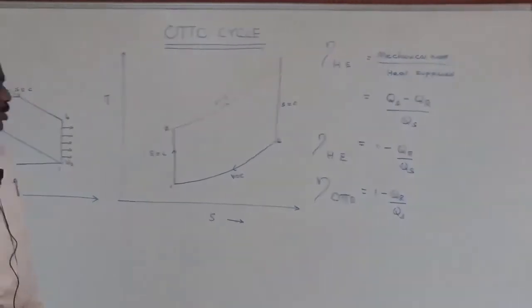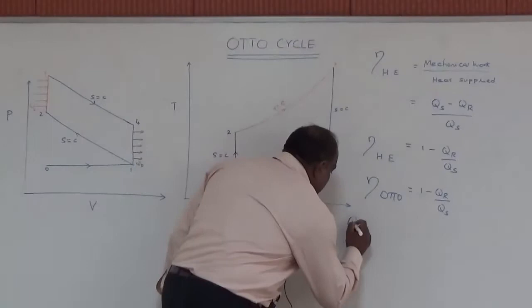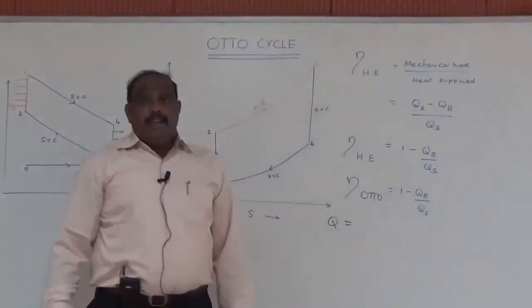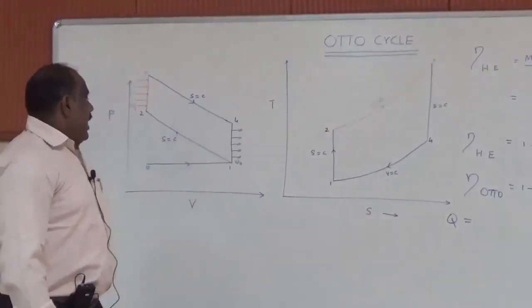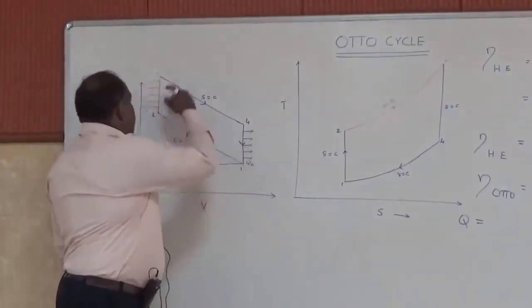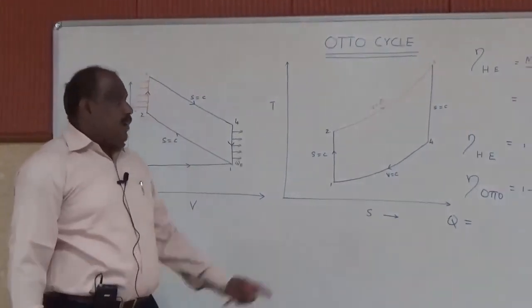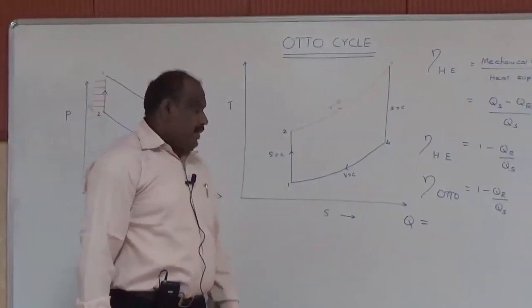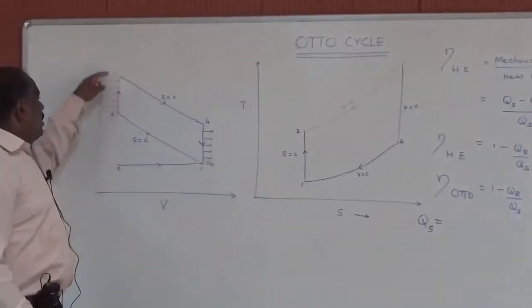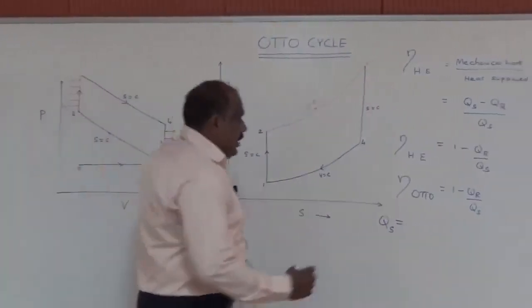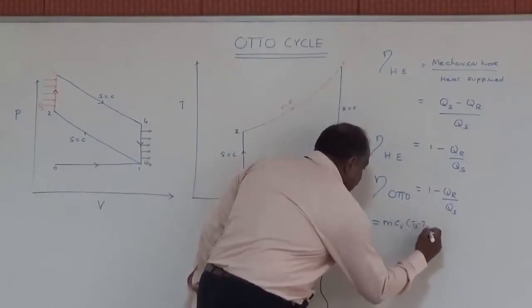So I want to know what is meant by Qr and Qs. Generally heat is given by mCp delta T or mCv delta T. Here the heat rejection 4 to 1 as well as the heat supply 2 to 3, both are happening at a constant volume process, and hence the formula for Q will be mCv delta T. If I want to see Qs, it is nothing but the heat supplied to the constant volume process. So Qs will be equal to mCv into T3 minus T2.